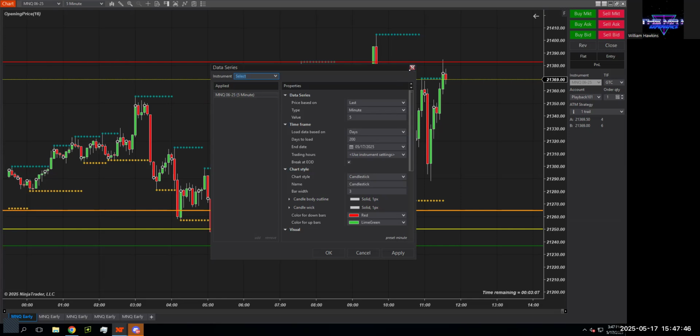The contracts are going to renew in June. So right here, MNQ 625, within the first week or so of June, it's going to ask you to update it to, I want to say, September 2025. That's when you'll be able to do that.